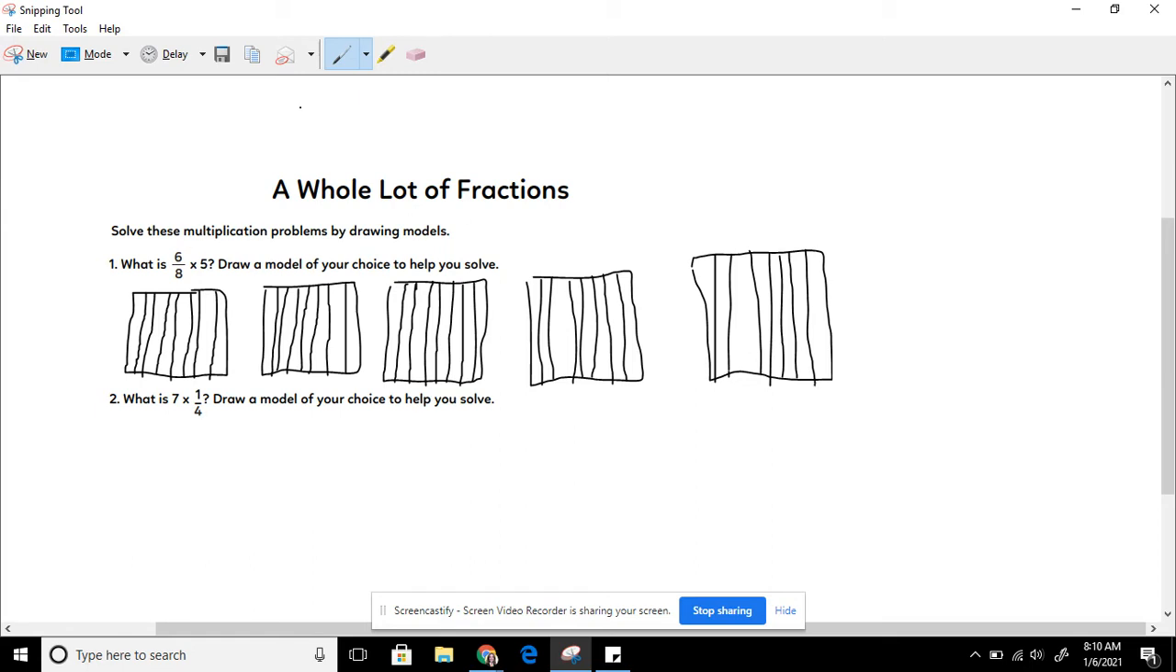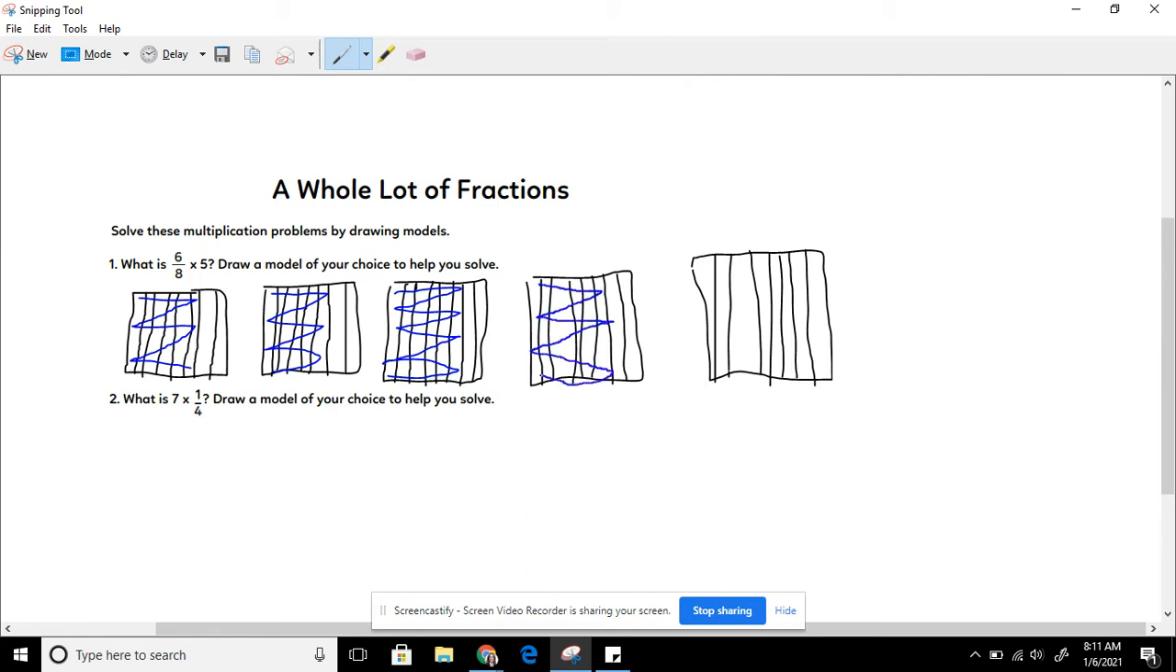And now my numerator is going to tell me how many pieces I need to shade in. So I need to shade in 6. For every whole, I need to shade in 6/8. So 1, 2, 3, 4, 5, 6. Okay, and again, yours will probably be shaded a lot neater than mine. So every whole, I'm going to shade 6/8 because what multiplication is are groups of numbers. So I have 5 groups of 6/8.